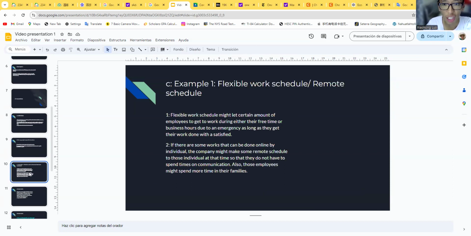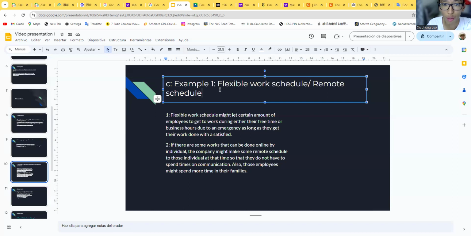Okay, so here's another example. Flexible work schedule and remote schedule. A flexible work schedule might let a certain number of employees do their work during free times or business hours due to an emergency, as long as they get their work done to a satisfying quality.